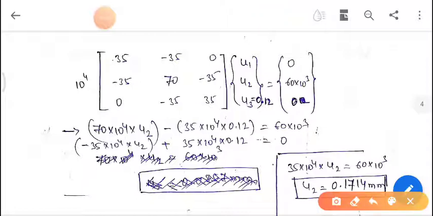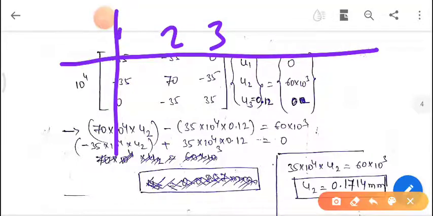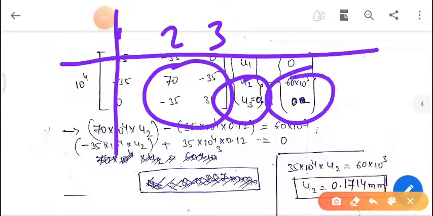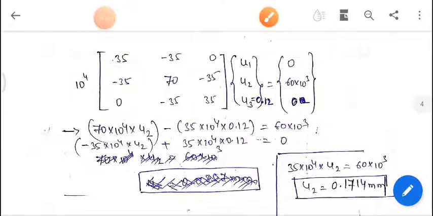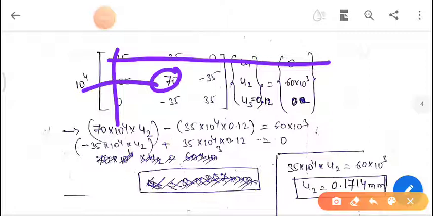In this matrix, with rows and columns 1, 2, 3, this is our first row and first column. If we eliminate this, we are left with a 2 by 2 matrix and these two data. So we need to write two equations for two unknowns. By using a calculator or manually you can calculate these things. Since these are eliminated, we are left with these data. First we'll write the equation 70 into 10 raised to 4 into u2. That's what I have written here.